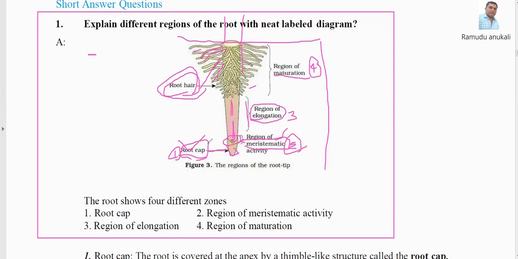Below the stem, inside the soil. But what is the important function of the region of maturation? Whatever cells are present in the region of maturation are responsible for the development of hair-like projections called root hairs. What is the function of root hairs? They help in the absorption of water and minerals from the soil and supply them in the upward direction through the xylem. So this is important.